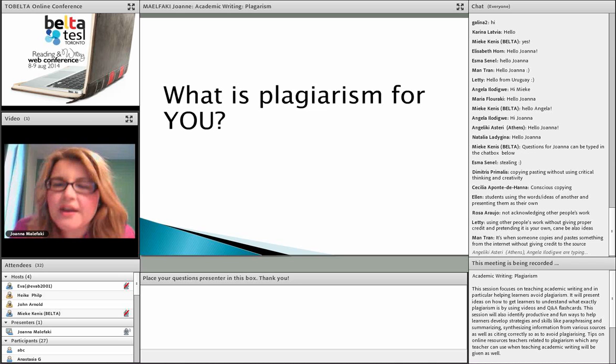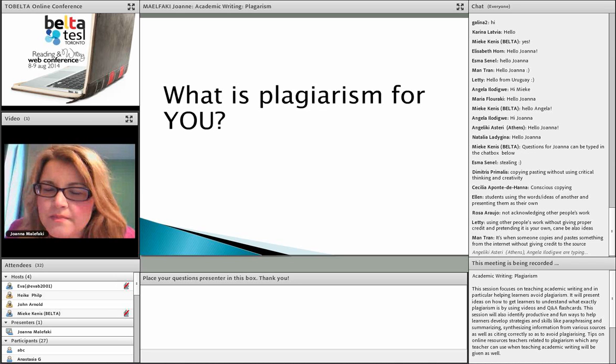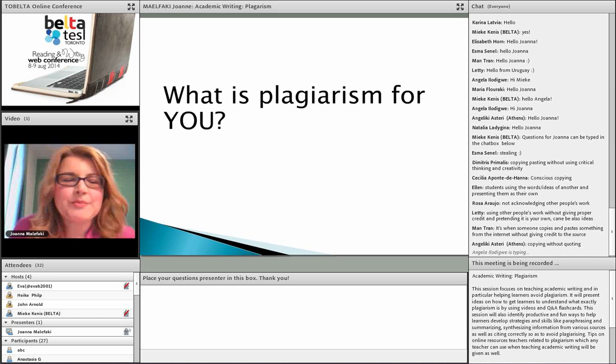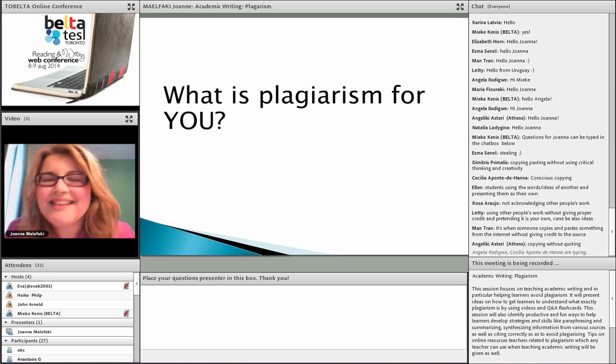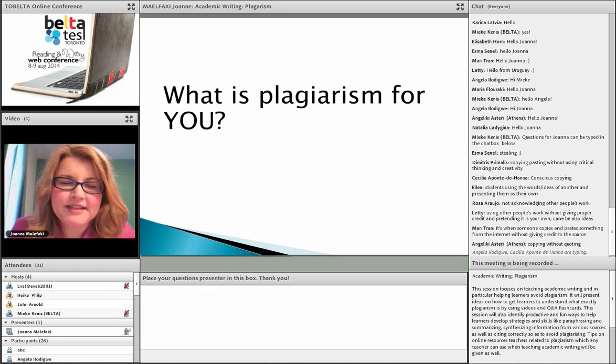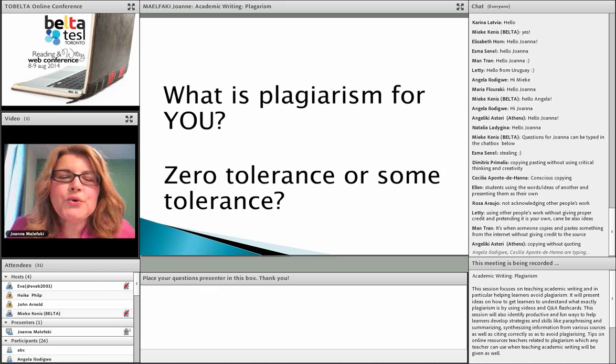People working, paste, yeah, copy paste from other people's work, yes. Yes, a lot of copying. What if I add this? Do you have zero tolerance or some tolerance of plagiarism?